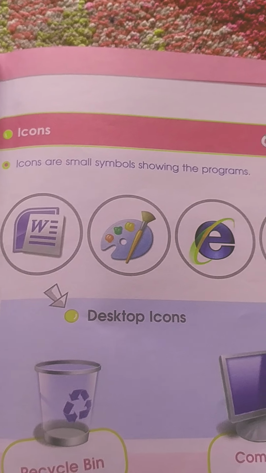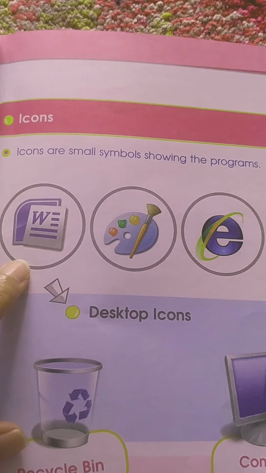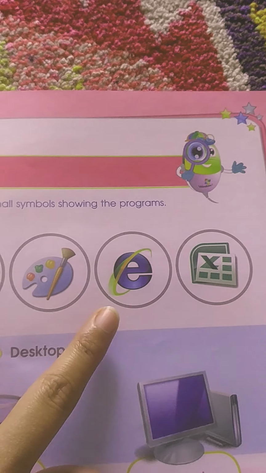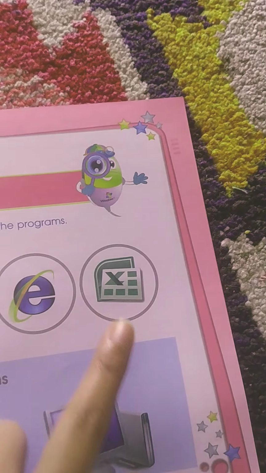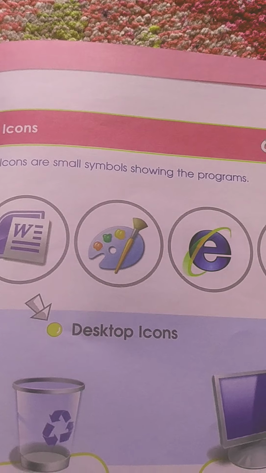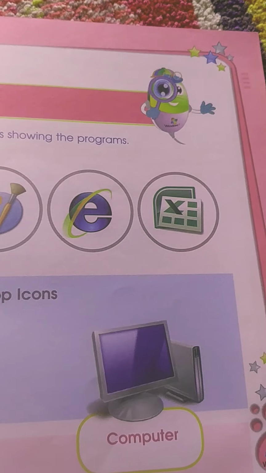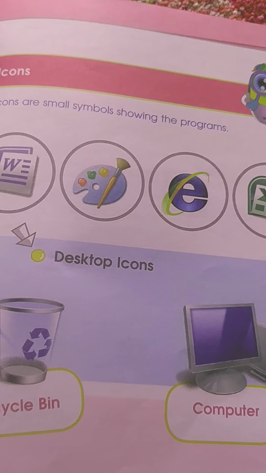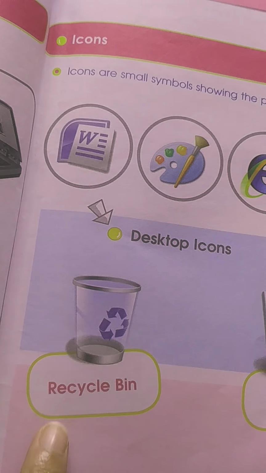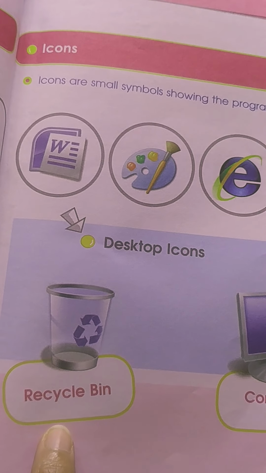Icons. Icons are small symbols showing the programs. They are part of the software. Look here. That means Windows, Paint, Internet, Microsoft Edge, Excel. These are programs. We use them for many purposes, for many reasons. We need them. All of them, you can find on the desktop. They are the desktop icons. When you don't need them, you put them in the recycle bin. The recycle bin is also one of the icons. In the recycle bin, we put all the things that we don't need.